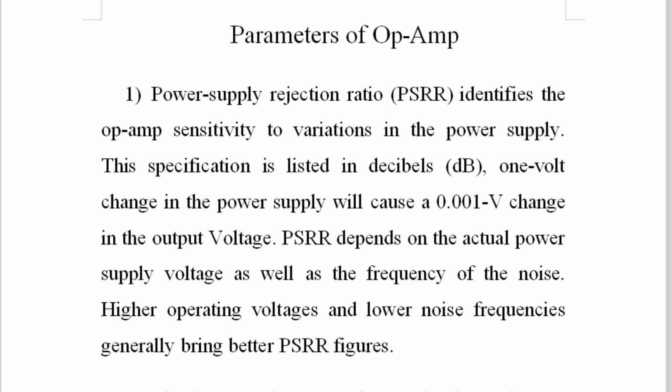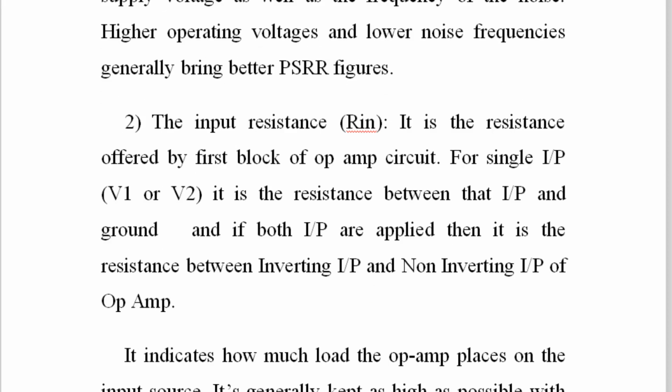This specification is always listed in decibel. A 1 volt change in the power supply will cause a 0.001 volt change in the output voltage. 0.001 volt means 1 millivolt. So this is about the power supply rejection ratio, PSRR.